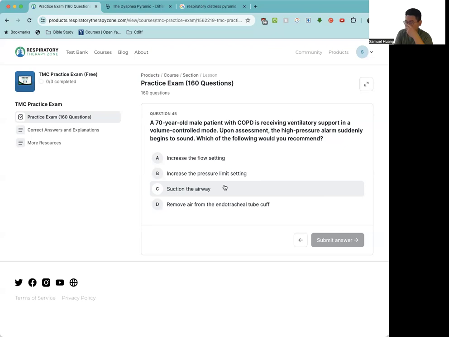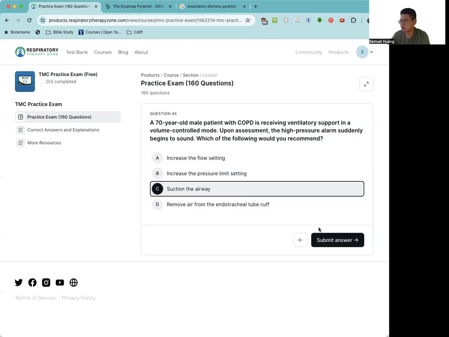So high pressure alarm can be from a resistance problem or a compliance problem. If it's a resistance problem, we should suction first. Then for a compliance problem, make sure that there's no abdominal compartment syndrome, ARDS, or pneumonia. You can culture and get a chest x-ray to see what's happening if you really don't know. But suctioning will reduce the resistance that you get from the mucus. Nice.